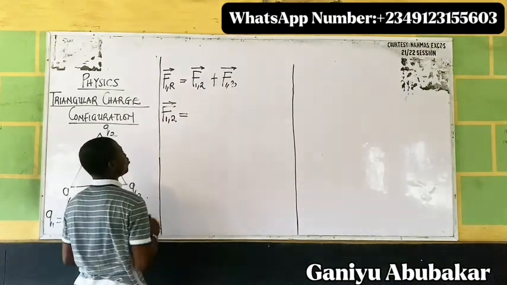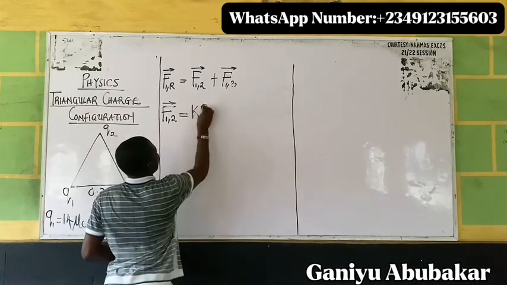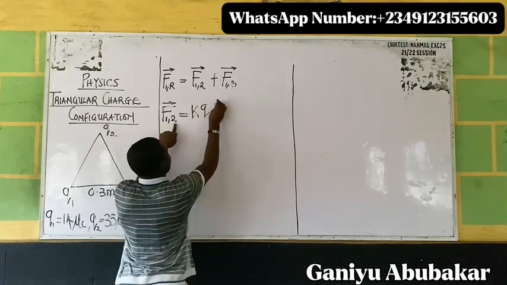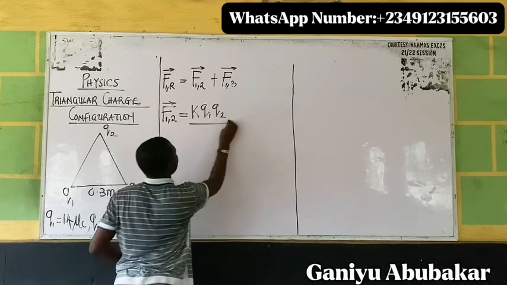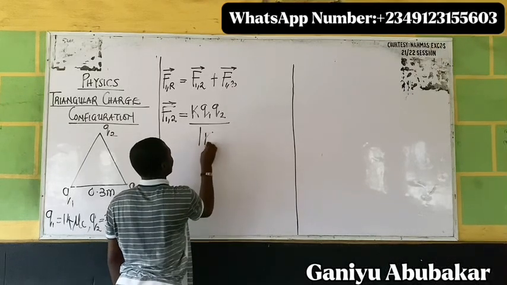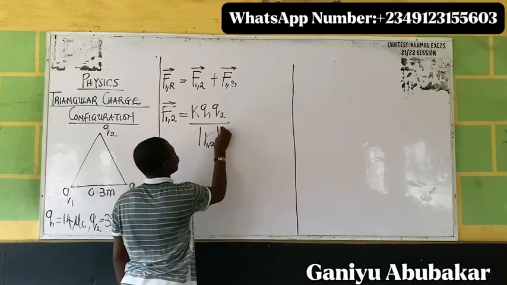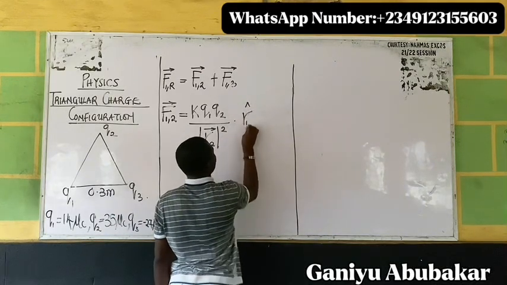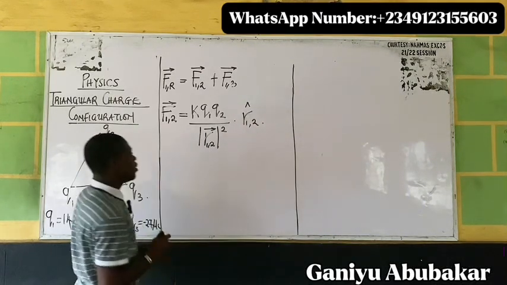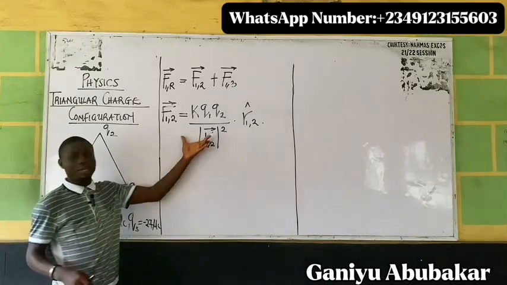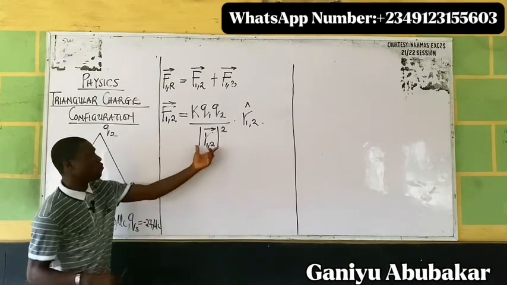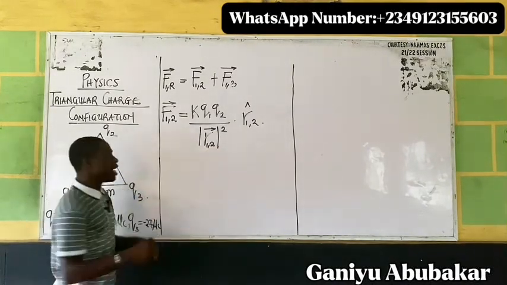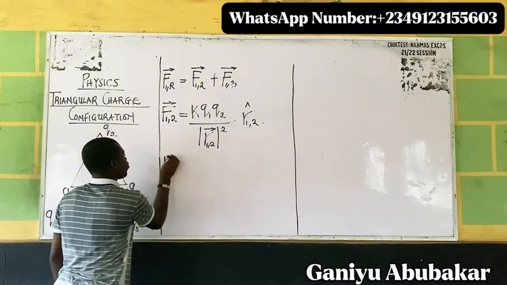F12 is equal to K Q1 Q2 all over the magnitude of R12 all squared, dot unit vector of R12. We said when you write this formula this way, the first priority is to solve for R12. Let's get R12, please.